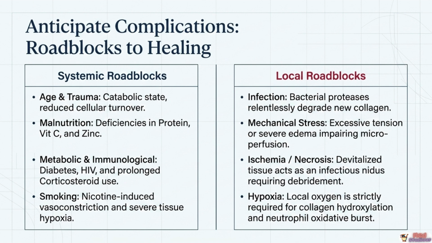Smoking causes nicotine-induced vasoconstriction, producing severe local tissue hypoxia. Locally, infection introduces bacterial proteases that actively degrade newly synthesized collagen as fast as it is produced. Mechanical stress and edema compress microvessels, reducing perfusion. Devitalized or necrotic tissue acts as an infectious nidus that must be removed by debridement. Local hypoxia blocks both collagen hydroxylation and the neutrophil oxidative burst required for bacterial killing.